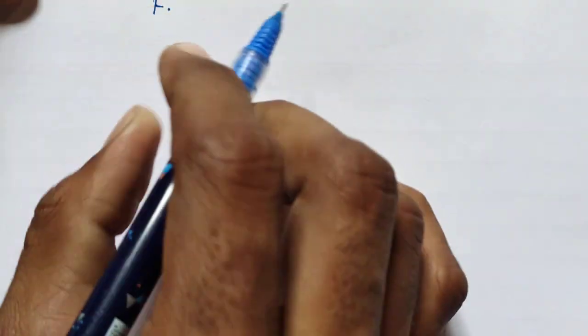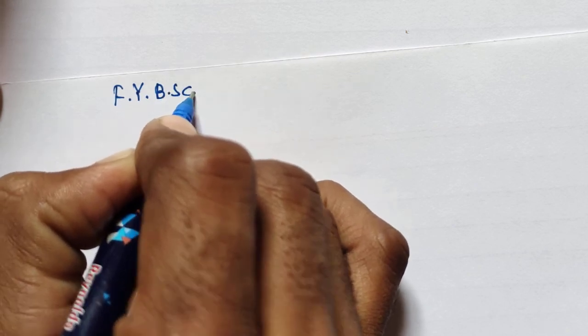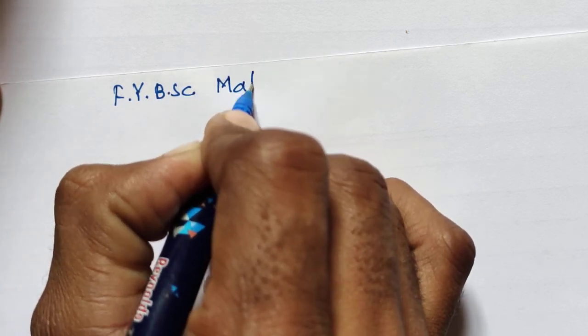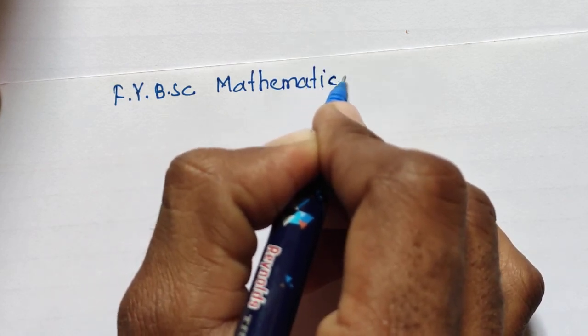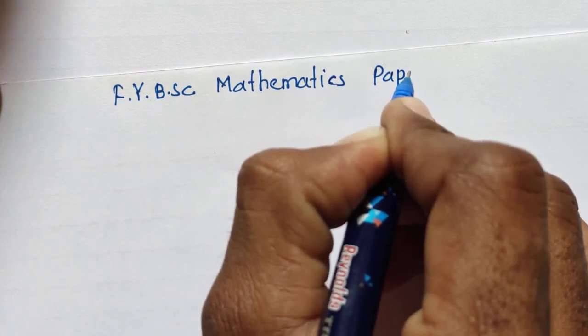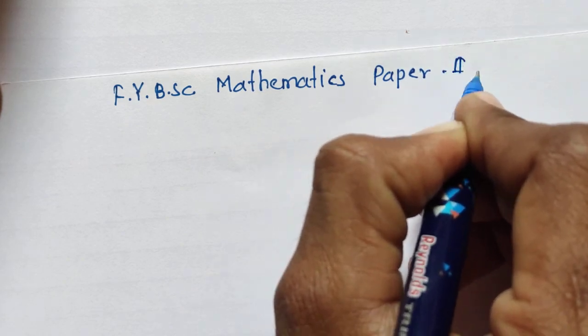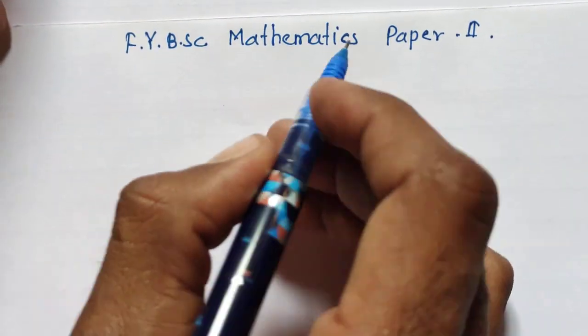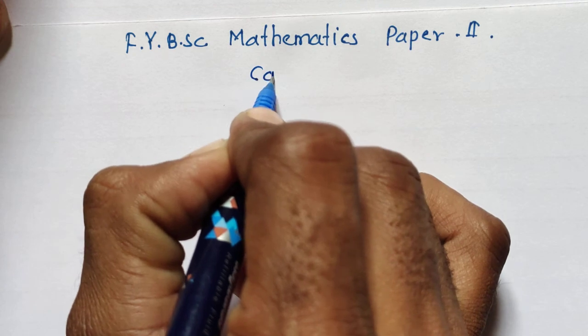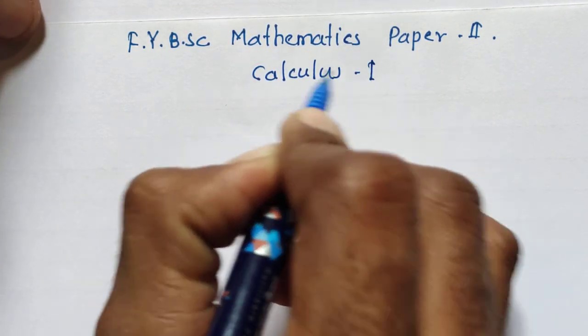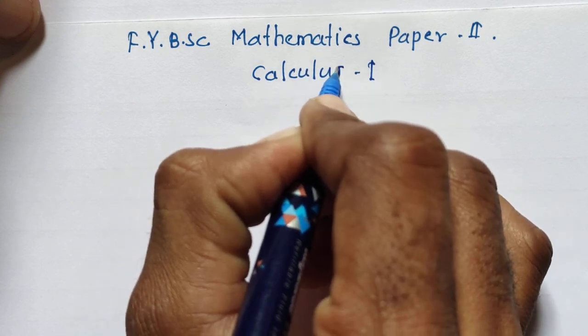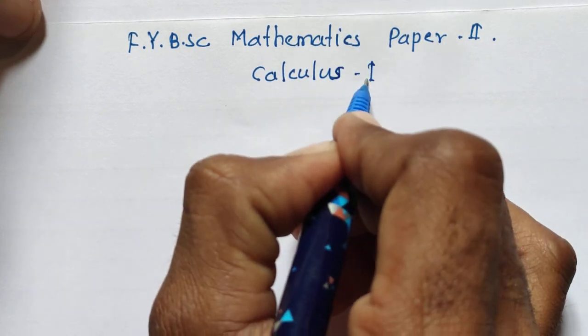F.Y.B.Sc Mathematics paper second. The name of your math second paper is Calculus 1. This is your second paper of F.Y.B.Sc Mathematics.